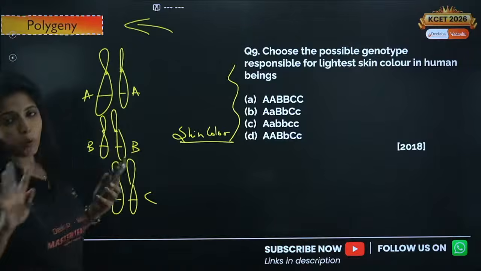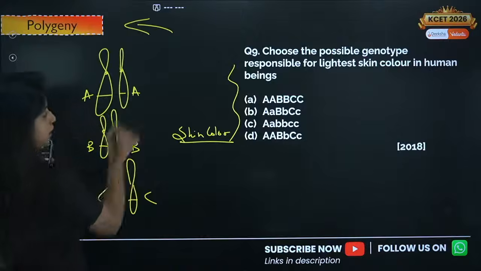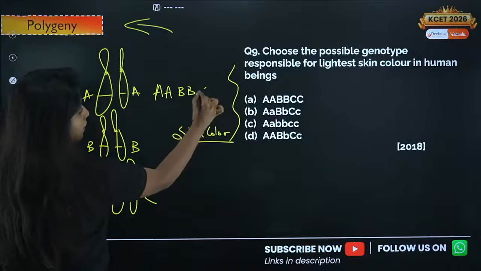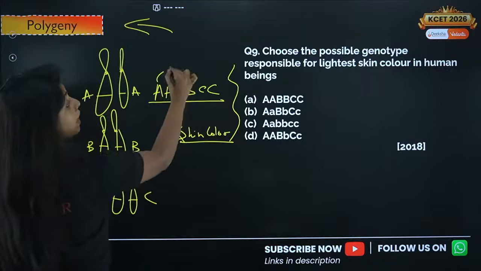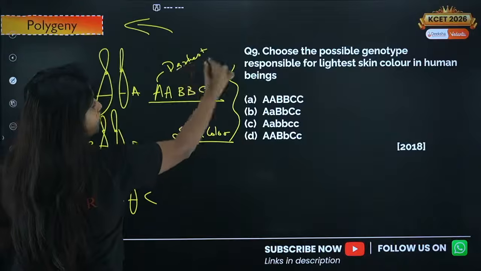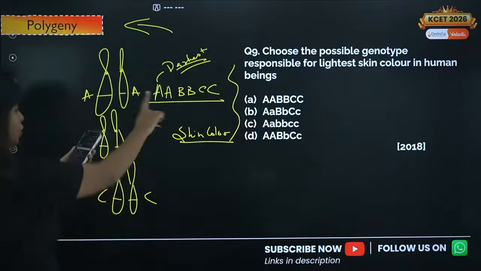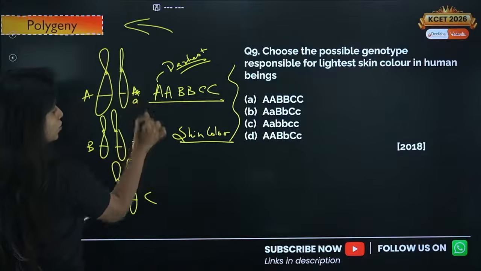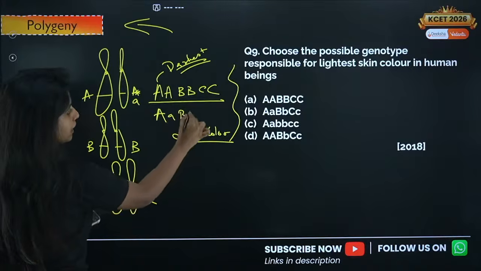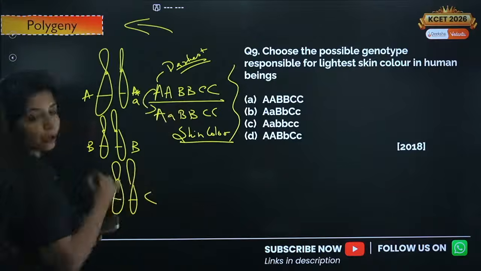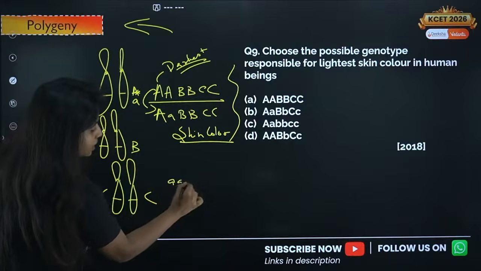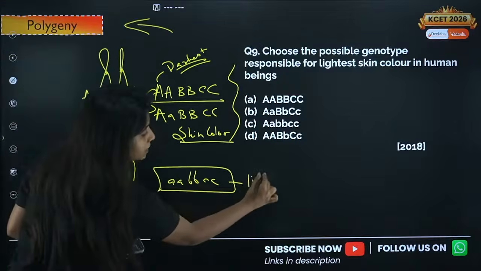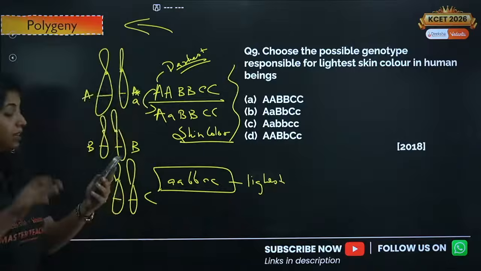Now over here, if this is the condition, then your genotype is capital A, capital A, capital B, capital B, capital C, capital C. It will be the darkest skin tone if you have a condition like this. On the other hand, suppose here it is not capital A, but small a. Now, it will be a little lighter than this. Same thing, if it goes like this, small a, small a, small b, small b, small c, small c, it will be the lightest skin tone. The recessive ones are going to be the lightest.